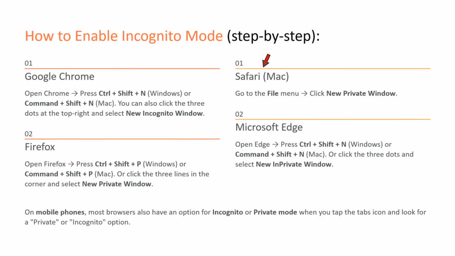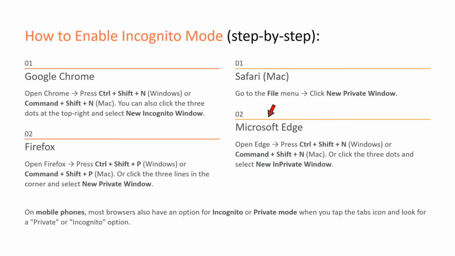In case of Safari browser, you have to go to File menu, then click on New Private Window. In case of Firefox browser and in Windows operating system, you have to press Ctrl plus Shift plus P. Or in case of Mac operating system, Command plus Shift plus P. Or click on three lines in the corner and select New Private Window.